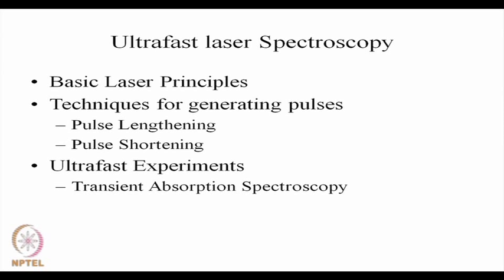So there are many variations of this. When it is a pulse laser, you may shape the pulse, you can lengthen the pulse, you can shorten the pulse. We are not going to discuss that, because that involves a separate topic, that is spectroscopy, which is beyond the scope of this current course. So we will just skip these portions, but we'll just consider that a laser source is needed, and depending on our requirement, we need a short pulse or a long pulse. Okay. And among ultrafast experiments, transient absorption spectroscopy is one of the important experiments.